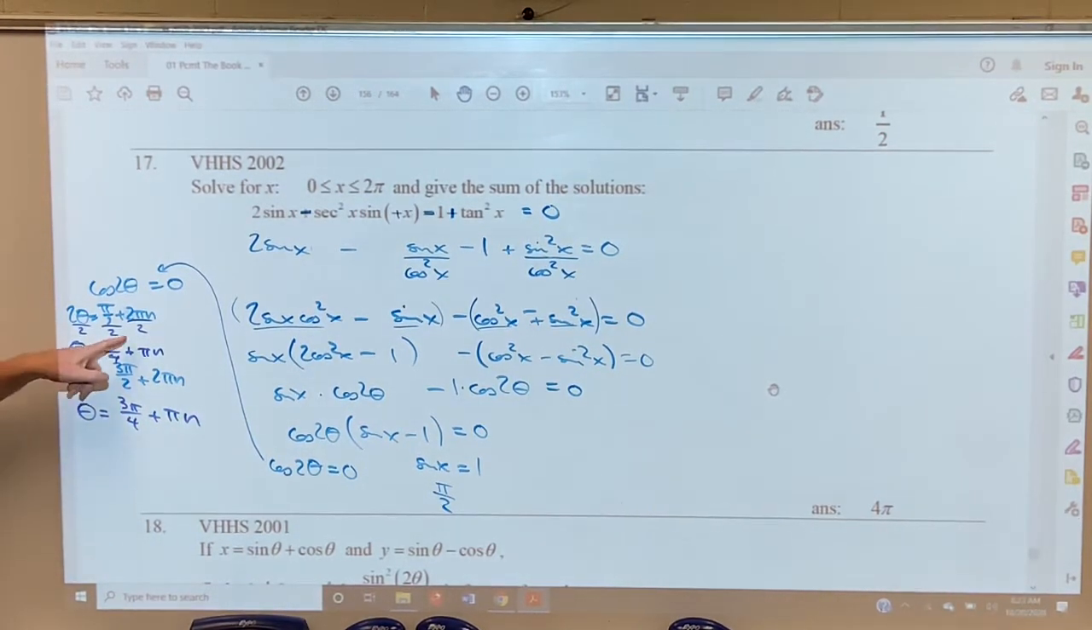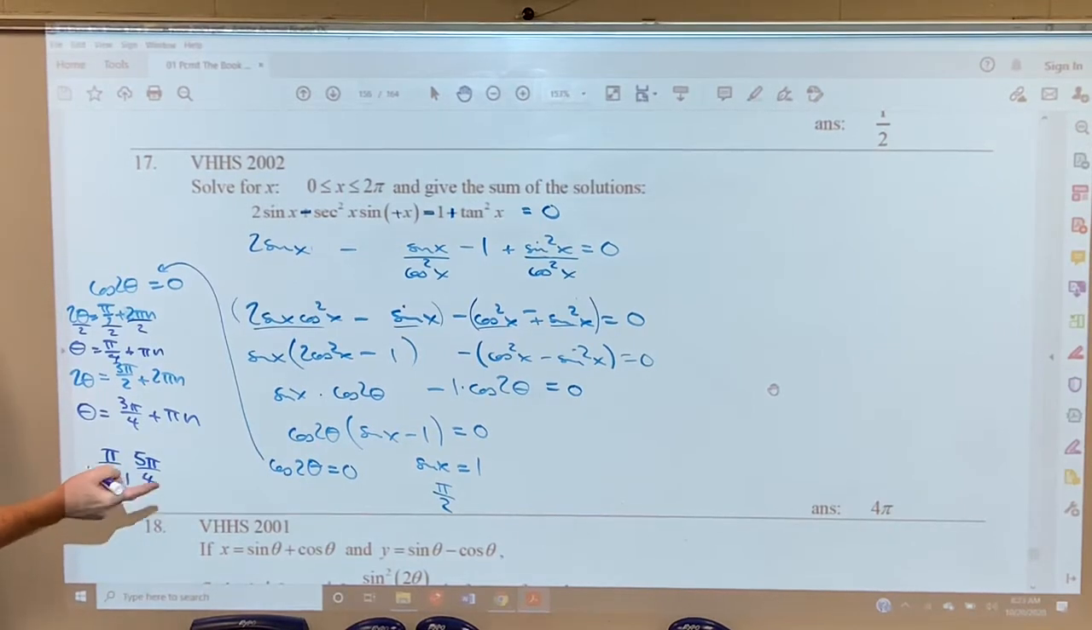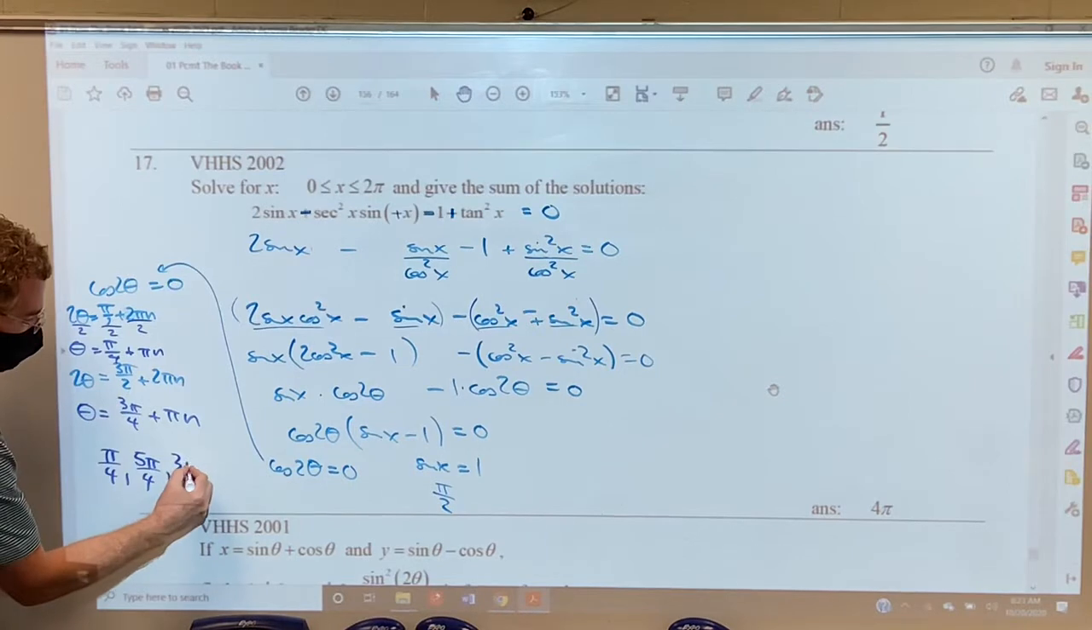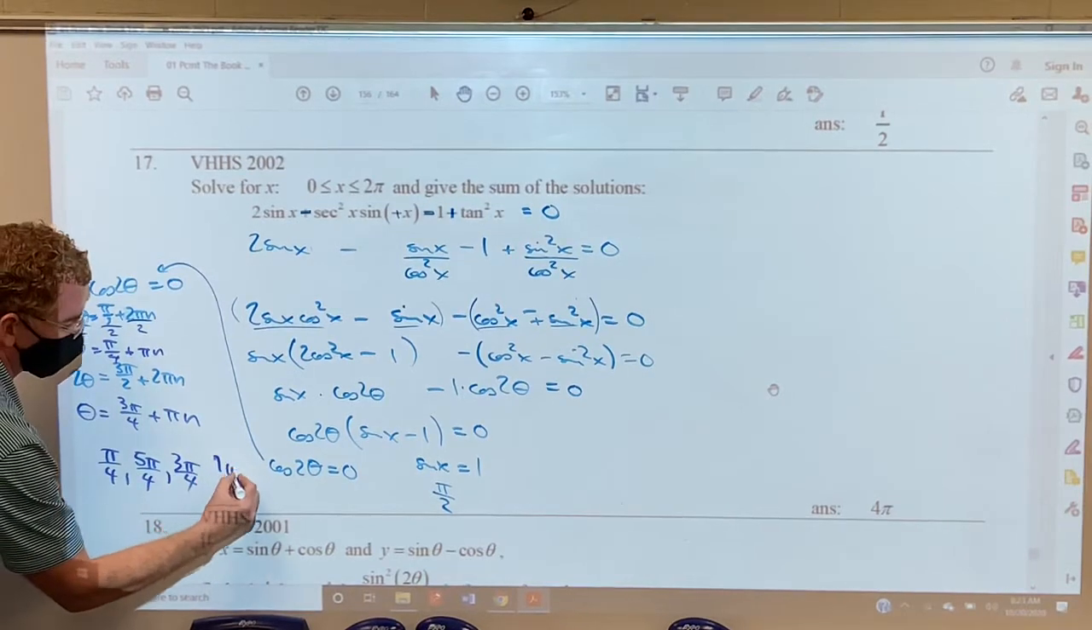So let's write out the answer. Between 0 and 2 pi, I could get a pi over 4 here. What else? I could add a pi to that and get a 5 pi over 4. But if I added another pi to it, I'd get 9 pi over 4. That's bigger than 2 pi. And I could also get a 3 pi over 4. Right? And then I could add another 4 pi over 4 to that and get a 7 pi over 4.